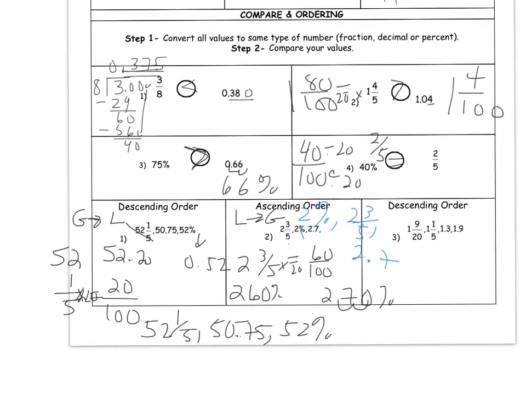The last one is descending order. You try that one on your own. That's 1 9/20, 1 1/5, and then 1 3/10, and 1 9/10. So what I would do is I would get this all into decimals. You do the last one.